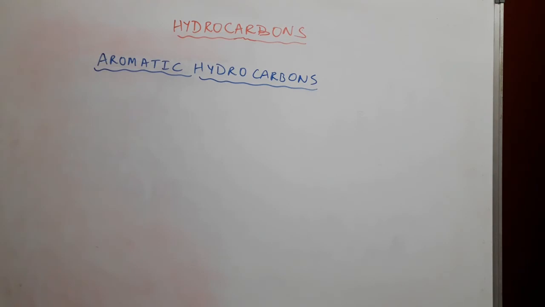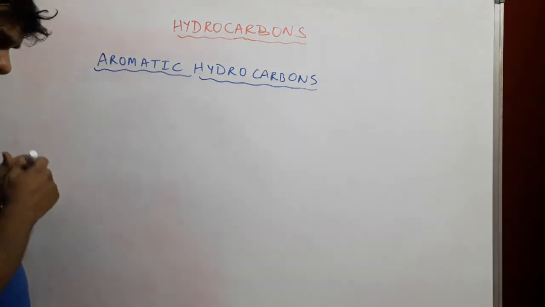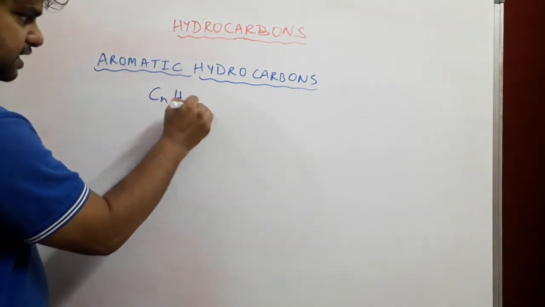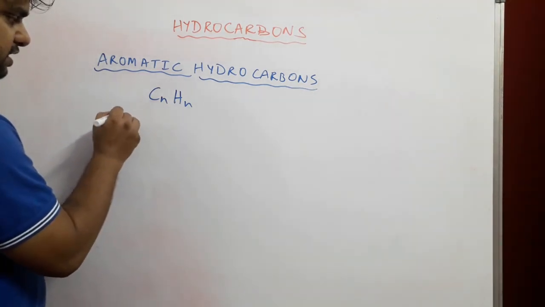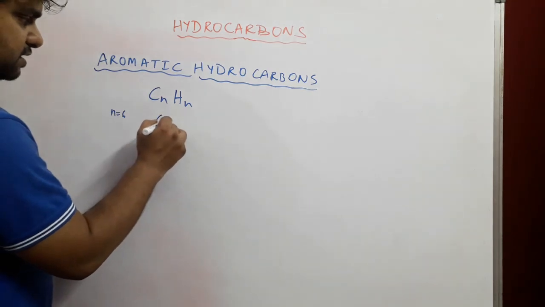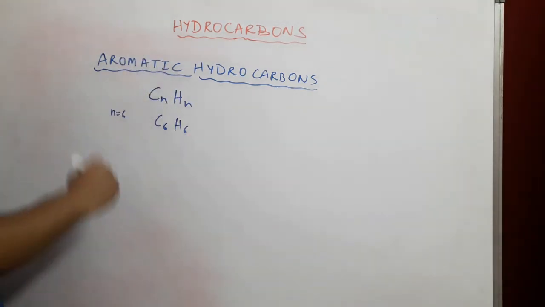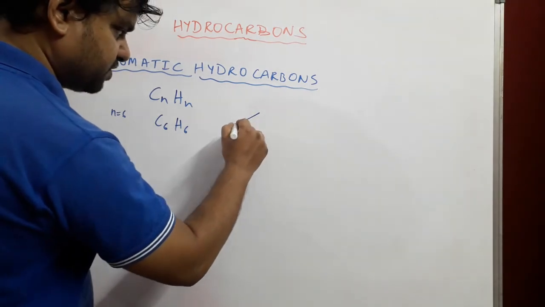What are aromatic hydrocarbons? Aromatic hydrocarbons are unsaturated hydrocarbons which have one or more planar 6 carbon rings called benzene rings, to which hydrogen atoms are attached, and they have a general formula. Just like how we had the general formula for the other hydrocarbons, the general formula over here is CnHn. For example, benzene: n equal to 6, that means 6 carbon atoms, so it will be C6H6, but it is in a ring format, so it looks something like this.